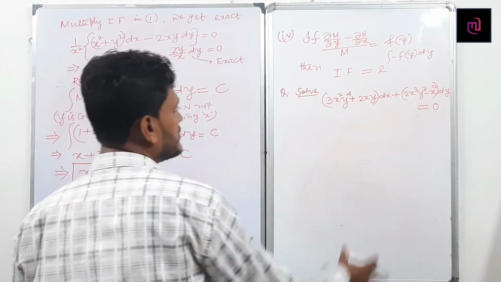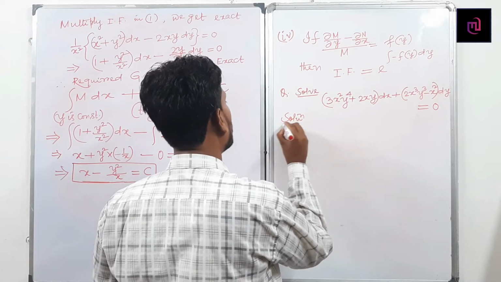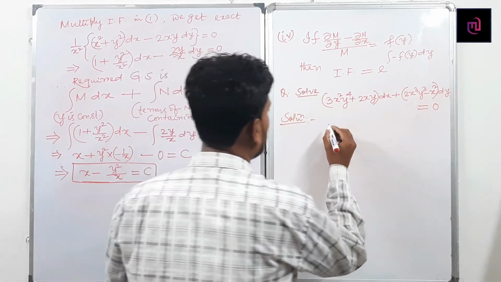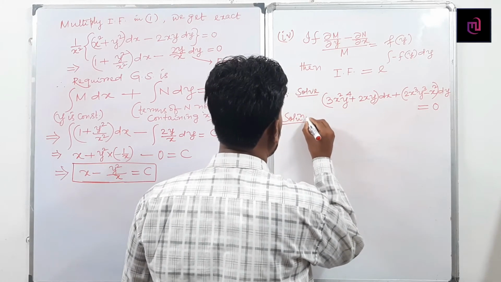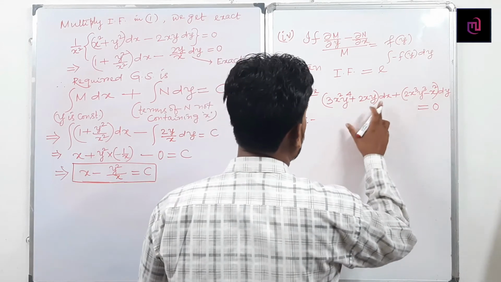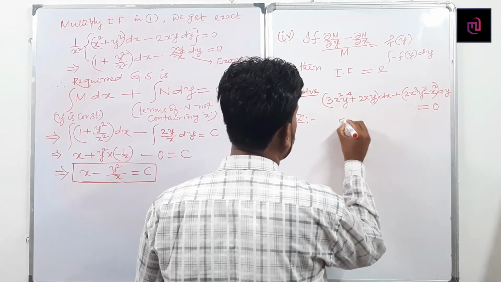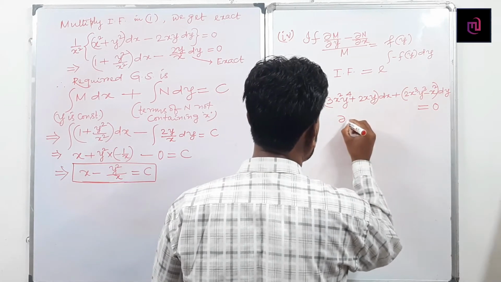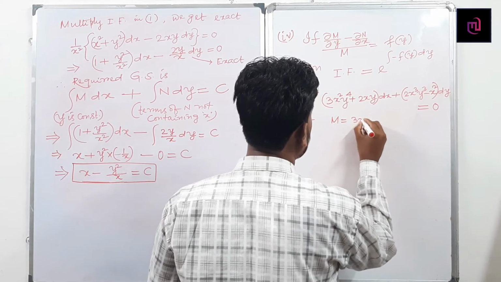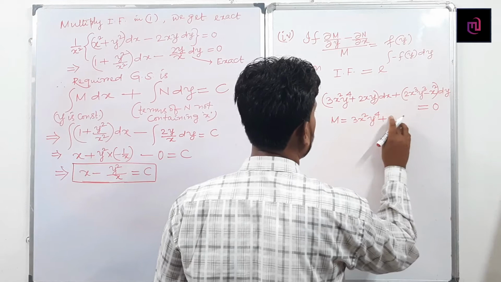So which is of the form m dx plus n dy equals 0. So what is m? First of all, we have to calculate. So here in this case, it is non-exact form, whatever is given. So verify it, m equals to 3x square y to the power of 4 plus 2xy.